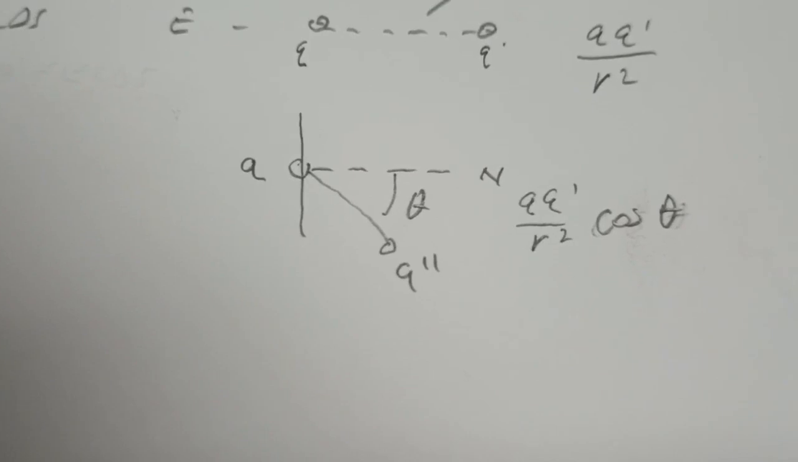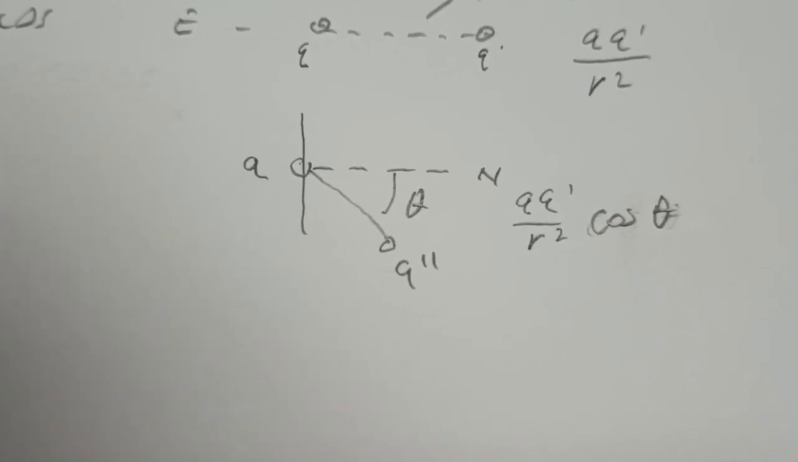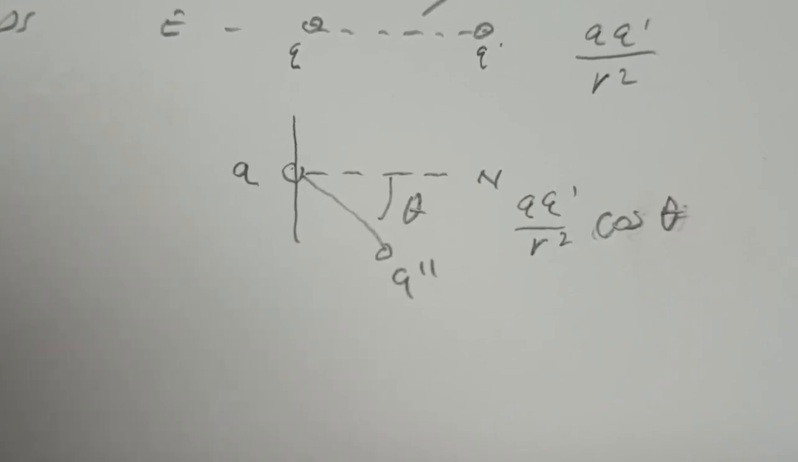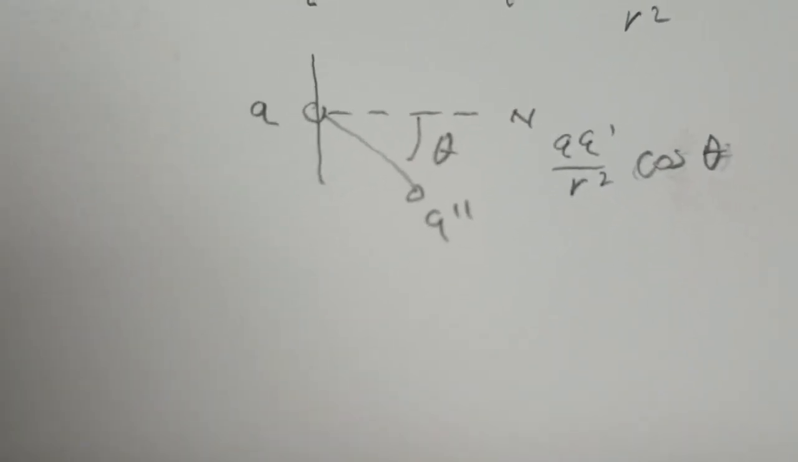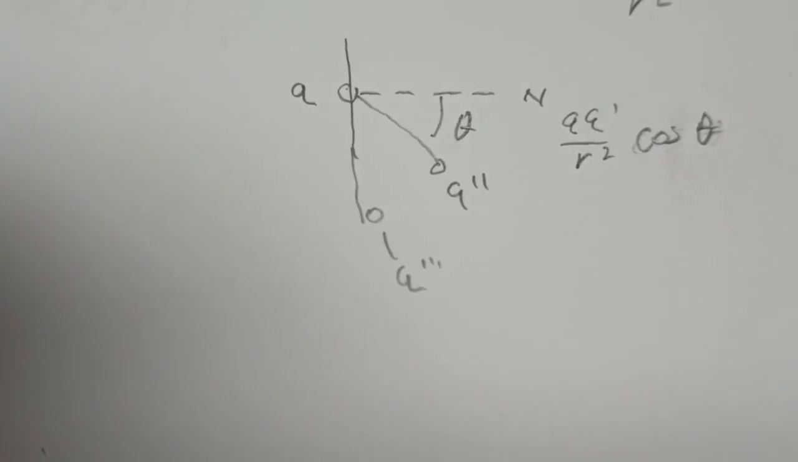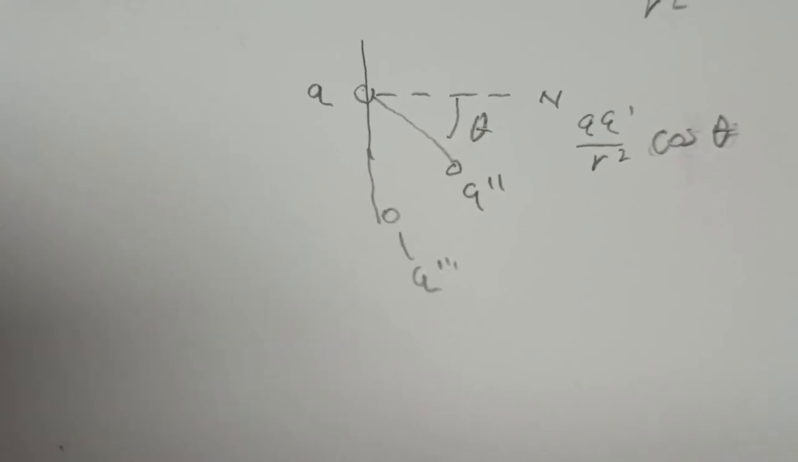So the force in between the two is decreased by the cosine of theta. The cosine of 0 is 1. So the maximum field strength coupling is when the charges are in line at the top. And when the two charges are in line, as in Q triple prime, there's no field coupling.